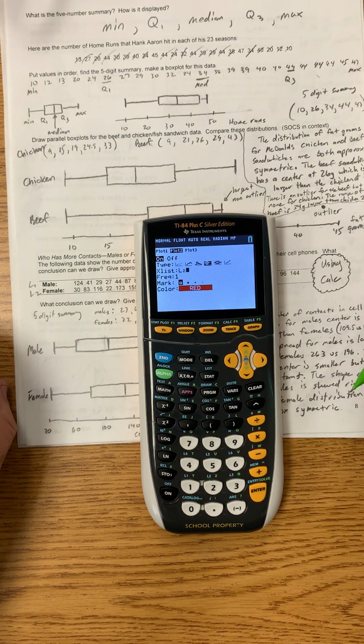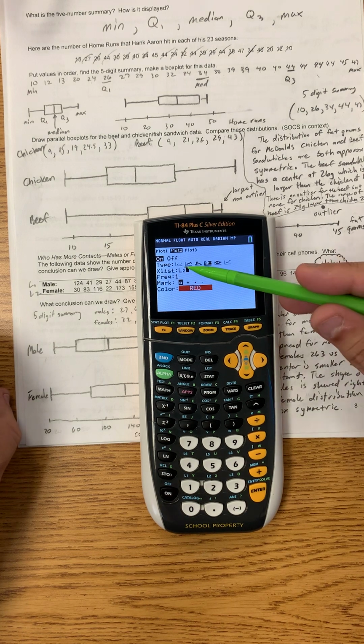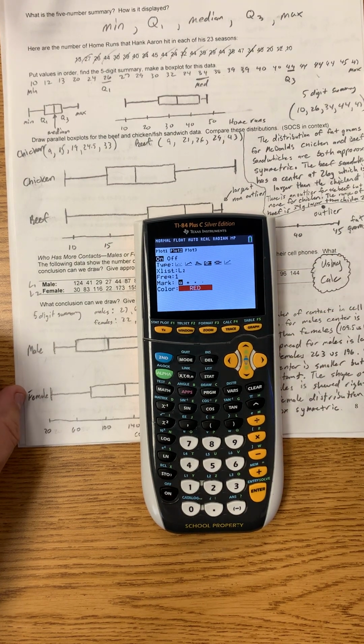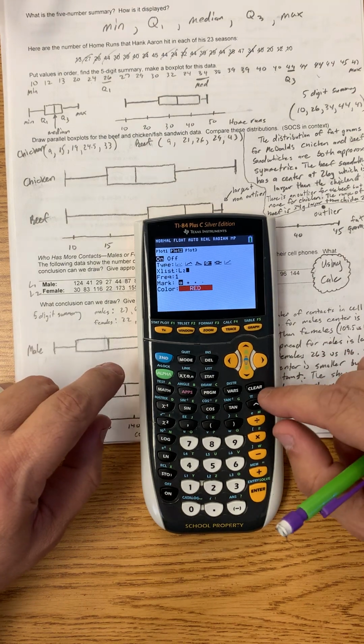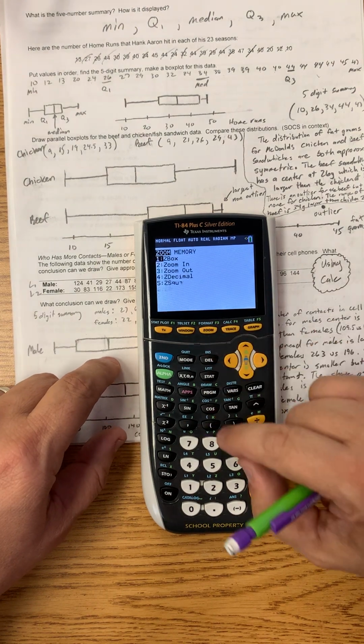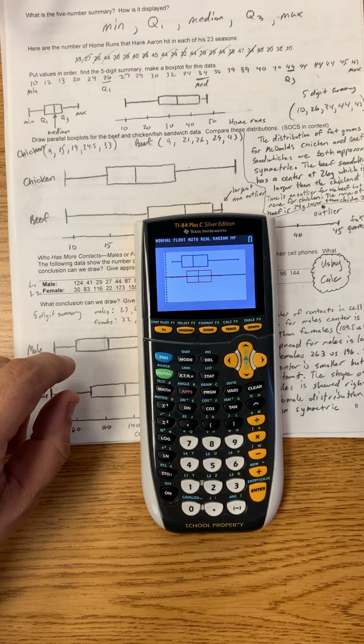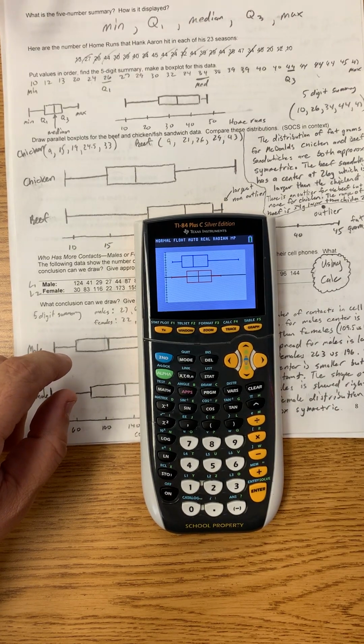Otherwise, it's going to just give me the same graph for the males twice. And that's obviously not what we're interested in here. So to get L2, you just hit second 2. It's just that simple. After you do that a few times, you're not even going to think about it. You just plug it in. And then always zoom 9 to graph. All right, and then there's our two parallel box plots.